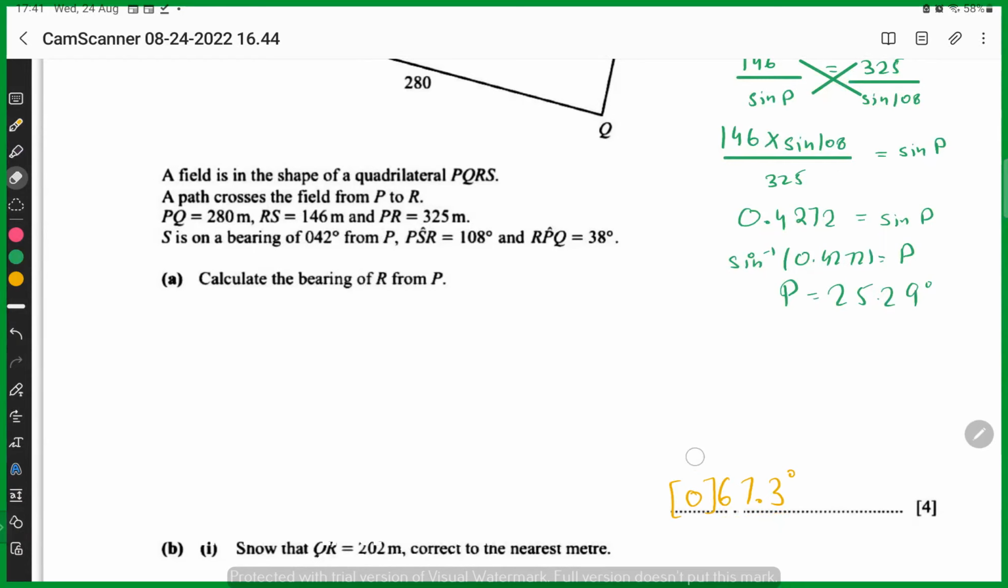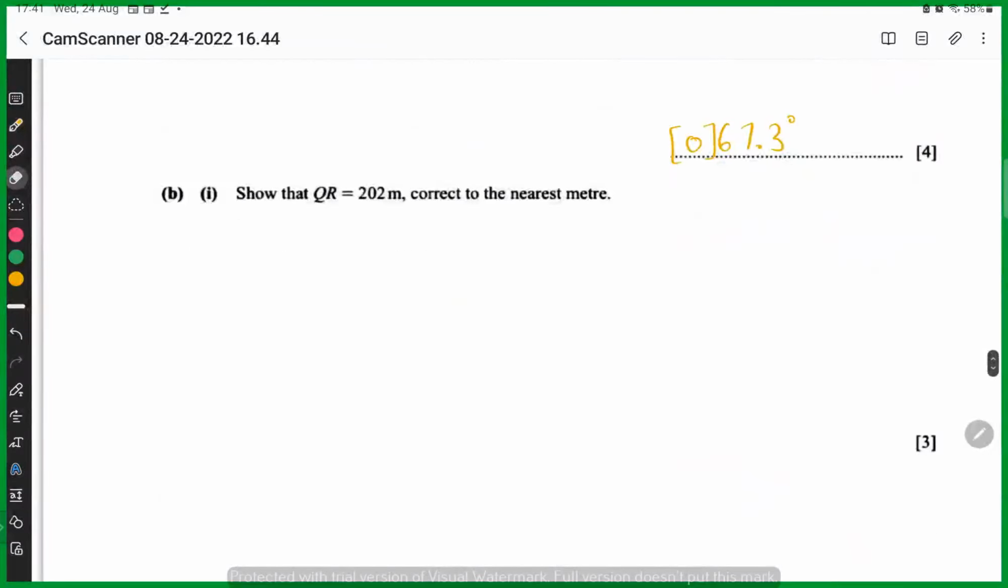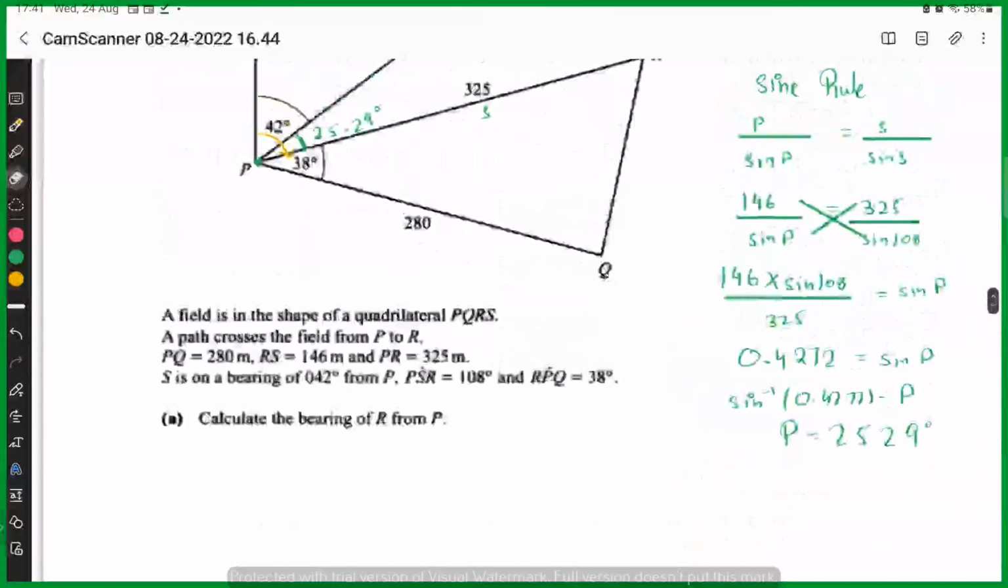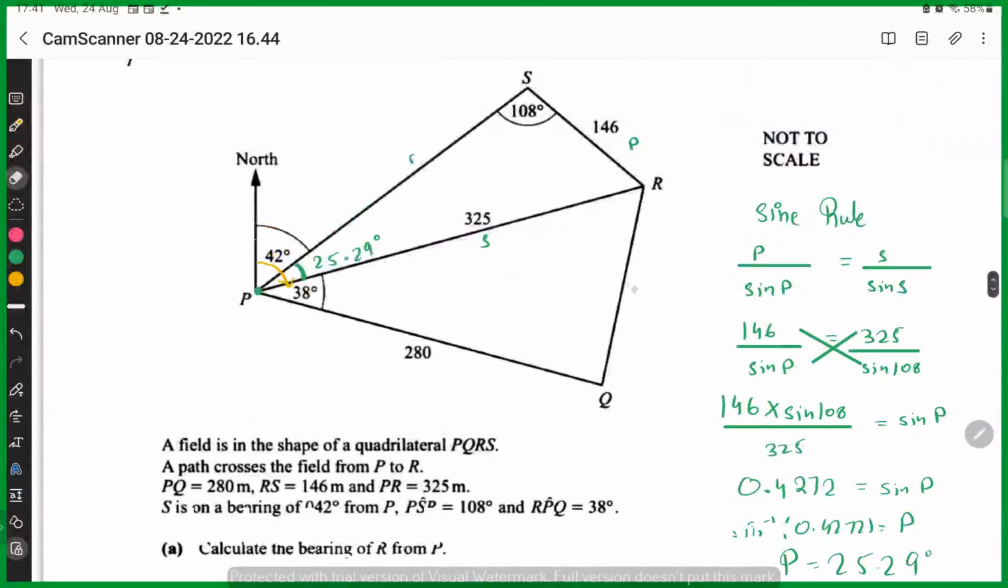The next part is for you guys. It says show that QR is equal to 202 meters correct to the nearest meter. You need to find out QR. Please do that quickly. This is the last thing for today. I'll stop the recording.